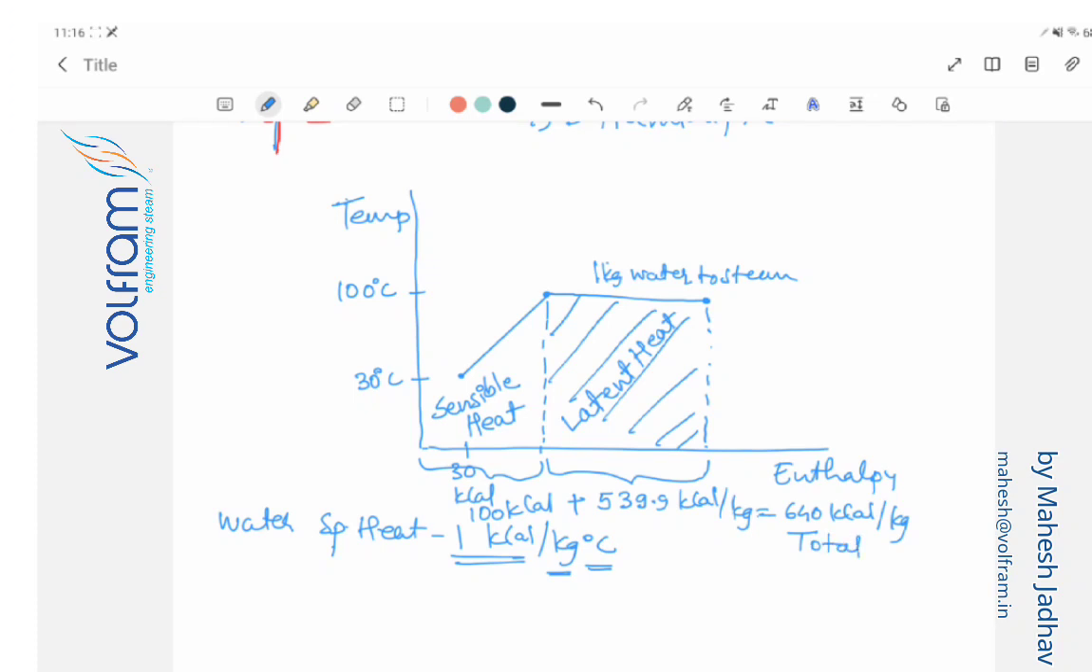Now at this very point, the steam is called dry saturated. Why? Because it is completely free from moisture, but it is exactly at 100 degrees Celsius. That is why it is saturated. Now again, if I start heating this, keeping the pressure constant, the temperature will start going up, and this section is called superheated.